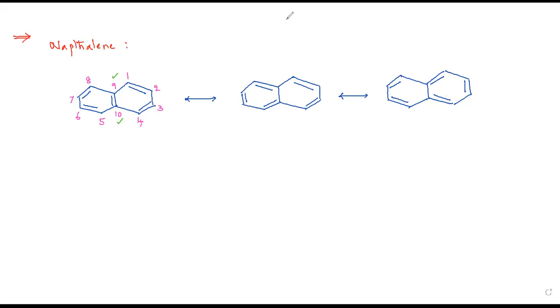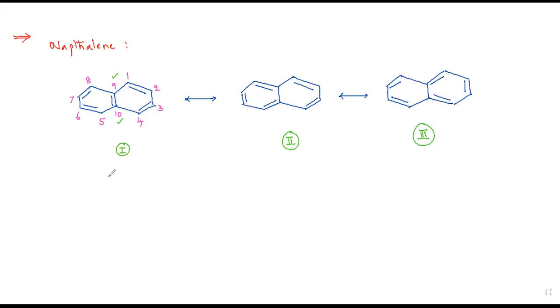See, in these three contributing structures, if you consider the C1, C2 positions, and C2, C3 positions. In case of C1 and C2, if you observe the number of bonds in these three structures, in the first one and the second one, you got a double bond between the first and second carbon, whereas in the third one, there is a single bond, right?